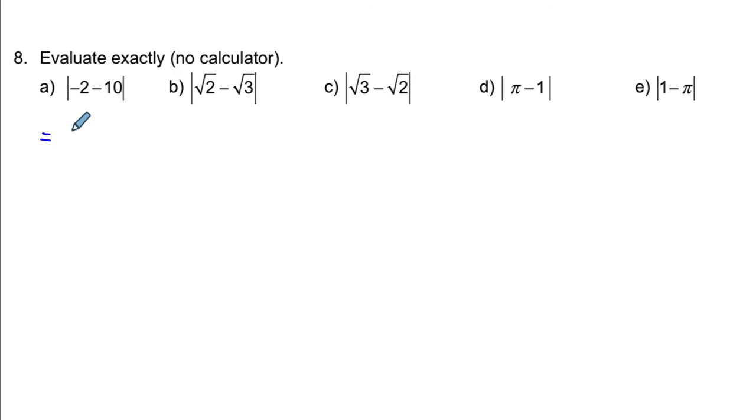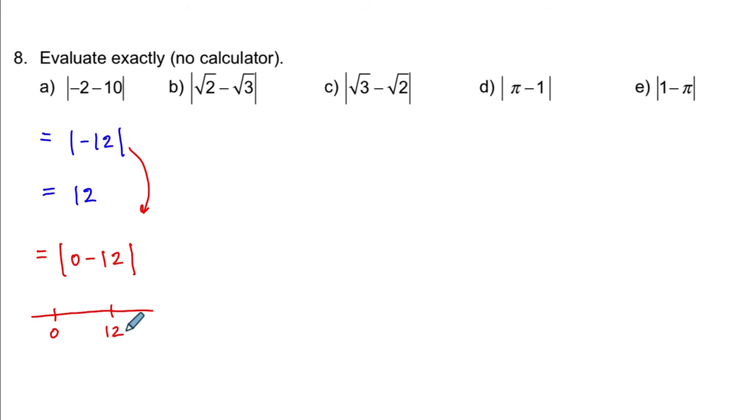Now let's take a look at some actual number examples. In part A of number 8, the absolute value of negative 12 is just equal to 12. But we want to think of this in terms of the geometric interpretation. So we can see that negative 12 is really 0 minus 12. And now we are looking at the distance between 0 and 12 on a number line. And that number of spaces is 12. We get that distance by taking the bigger number minus the smaller number, 12 minus 0.